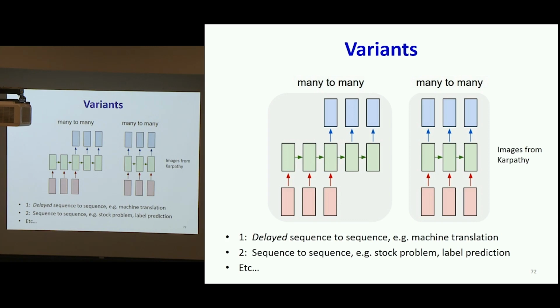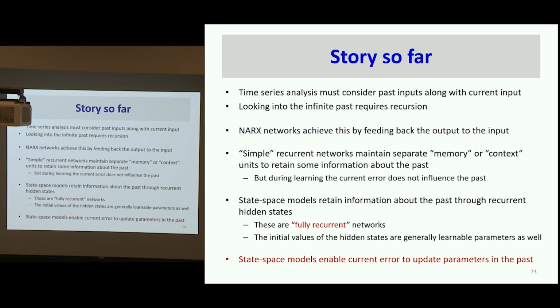So the story so far: time series analysis must consider past inputs along with the current input. NARX networks achieve this by feeding back the output of the network. Simple recurrent networks maintain separate memory or context units, but there's no true recurrence. And state space models, the one that we just saw last, retain information about the past through recurrent hidden states. These are fully recurrent networks. But for these to work, you have to provide the initial value of all of these hidden states, because otherwise you cannot compute the output at time zero. And state space models, of course, enable current error to update parameters all the way to the past.